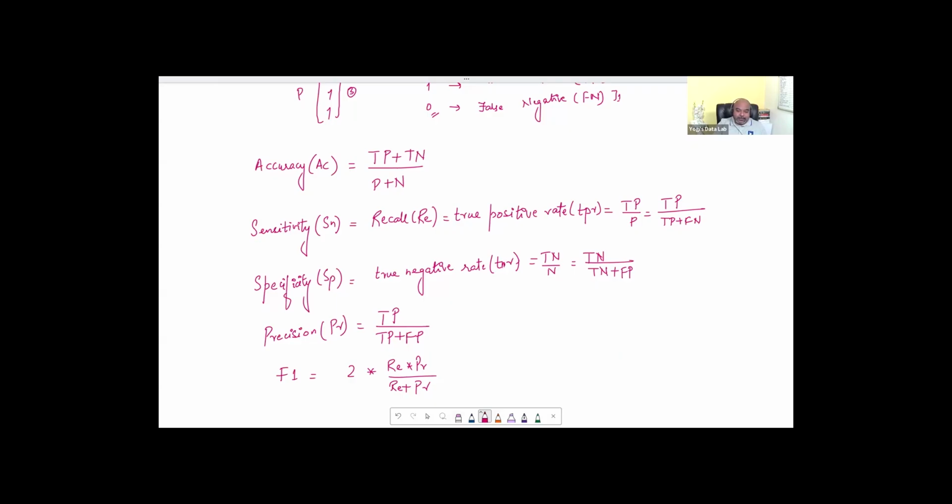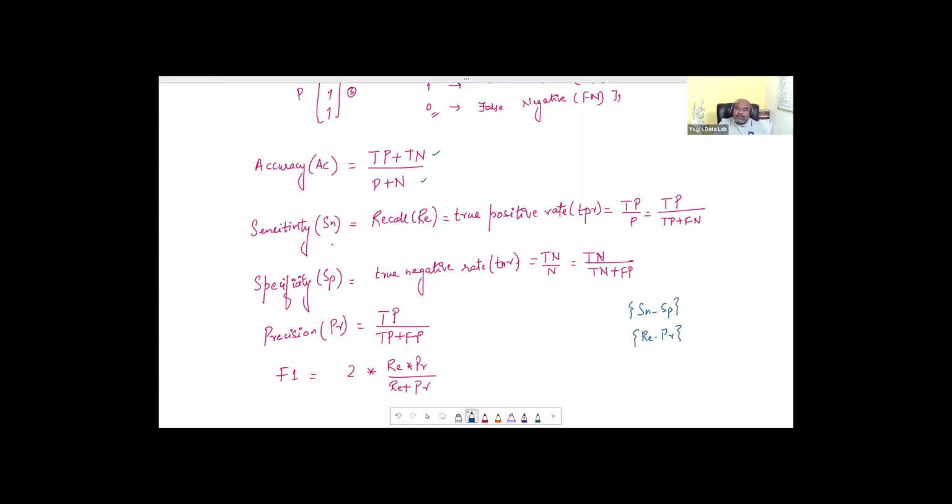So accuracy, as we can all understand, is how many correct predictions are made out of the total number of rows. Sensitivity and specificity are like brothers and sisters. So these two terms are used parallelly, while recall and precision are again used parallelly. So these two terms are used together and these two terms are used together.